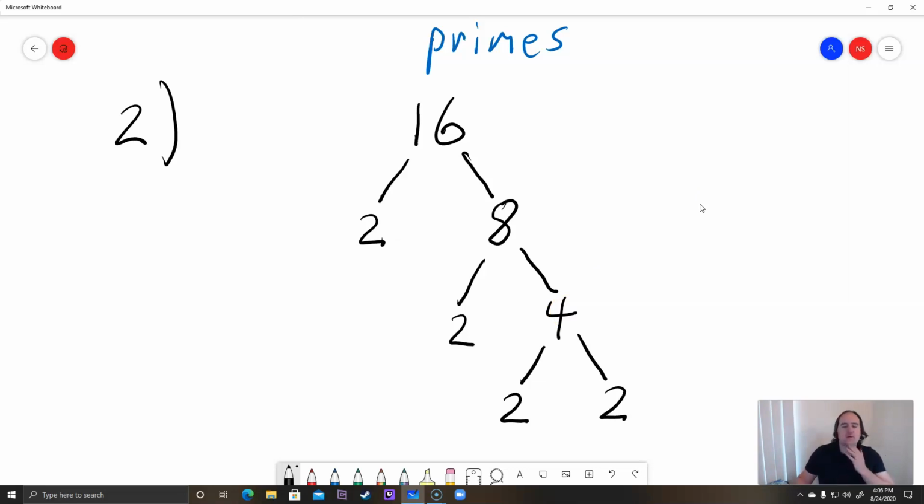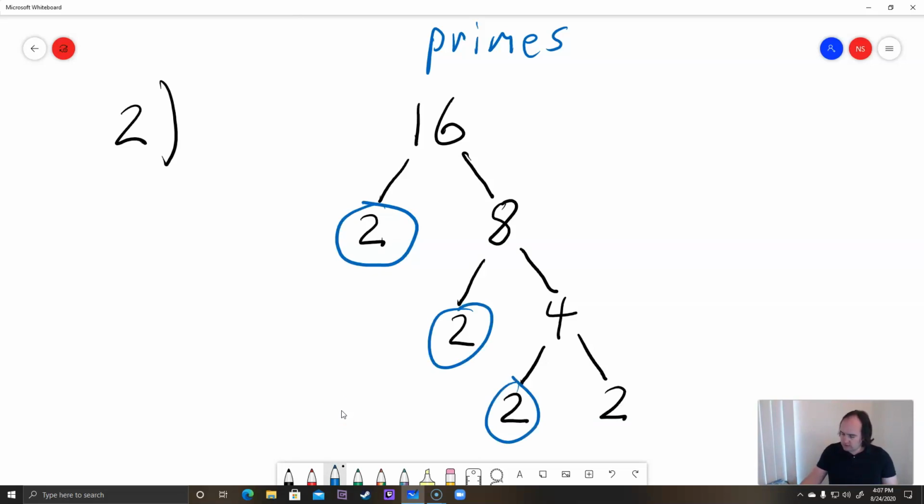And now we know that we're done, because if you look at the very bottom of each of these branches, people like to call them branches because it's a factor tree, so a tree has branches. If you look at the bottom of each branch, all these numbers are primes. They're all 2, and each 2 is a prime. So we found the prime factorization. So I'm going to circle all the primes here. So the primes are 2, 2, 2, and 2.